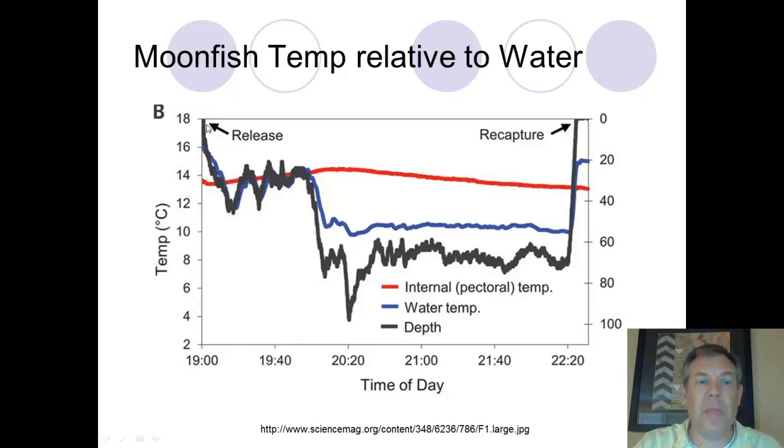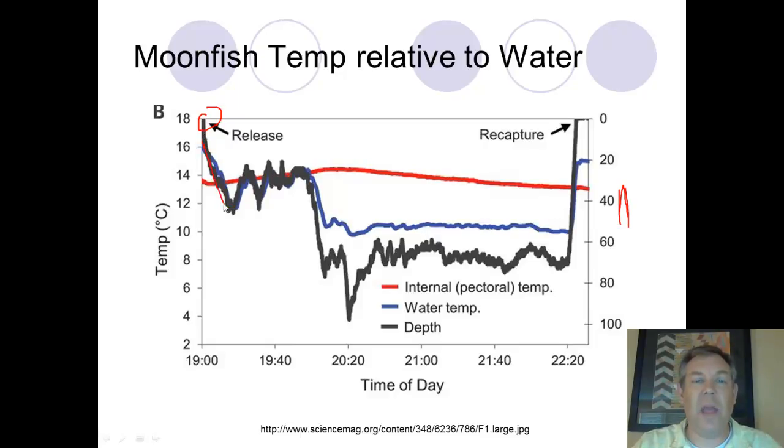And you can see where they released it. The temperature was like 18. And then the fish, here we've got depth. And I'm going to say that this over here is the axis for depth. And yeah, because it's 0 at the top.